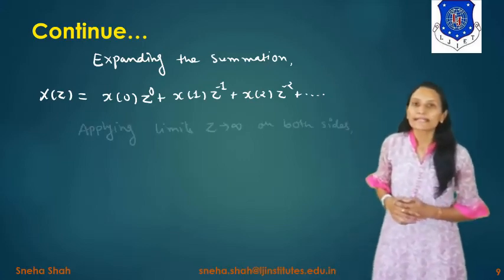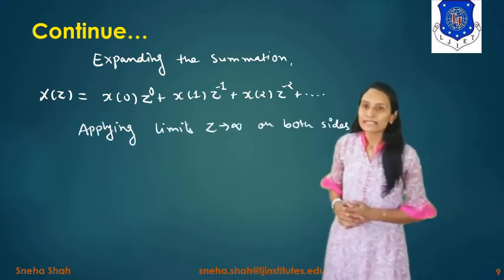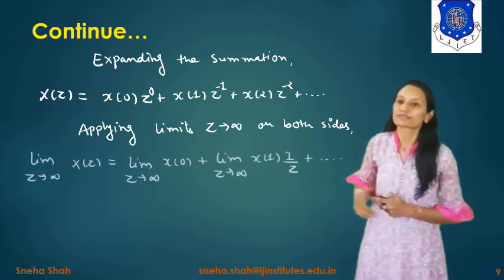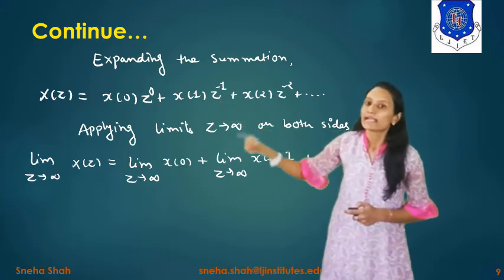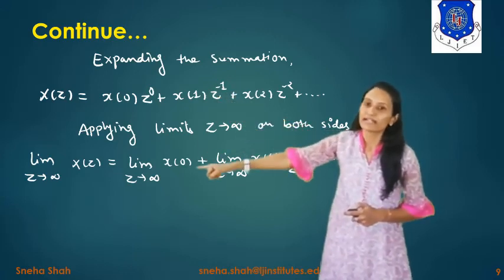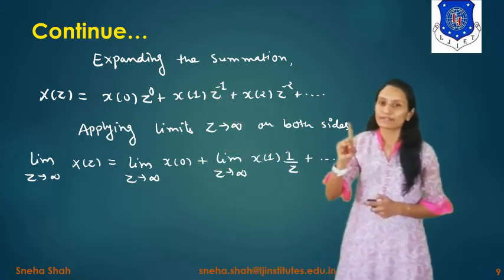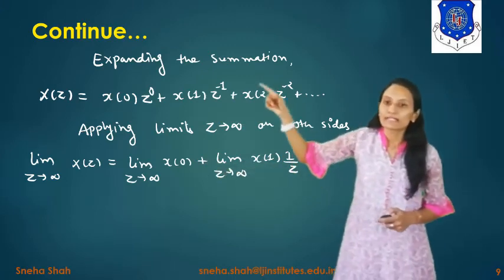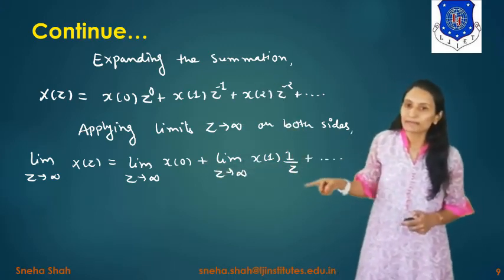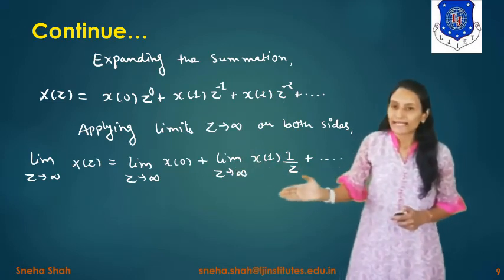Now if we are taking the limits on both sides as z tends to infinity, the term will be limit z tends to infinity x of z is equal to limit z tends to infinity x of 0 z raised to 0, equals 1. So 1 into x of 0 means x of 0. Now this z inverse represents 1 by z. So the next step will be like this.